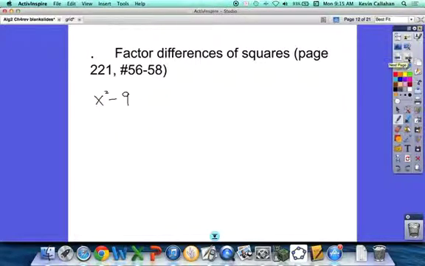Okay, and then difference of squares. Again, you've got to recognize when you've got a difference of squares in front of you. Do you recognize this as being a difference of squares? Right, it's a difference, meaning it's a subtraction. That's written as a squared, so that's good. And then 9 is 3 squared, right? So how does a difference of squares factor? X plus 3 times x minus 3.